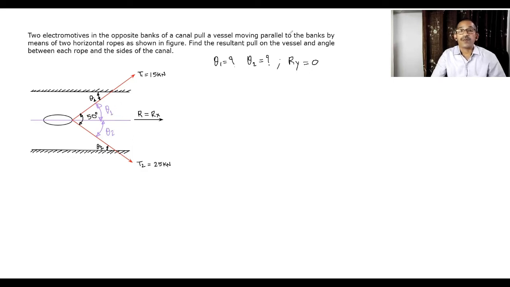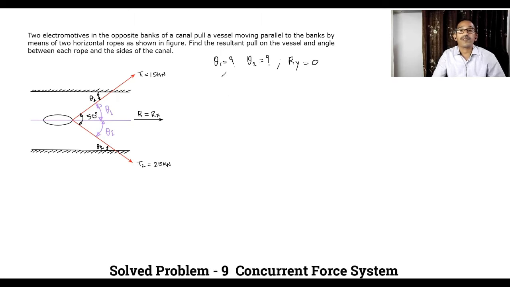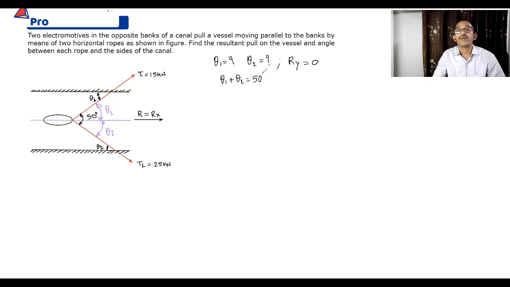Now from the figure, what do we get here? The addition of angles theta 1 plus theta 2 must be 50 degrees. That means we get one relation: theta 1 plus theta 2 is 50 degrees. From this we will find the inclinations theta 1 and theta 2. Now as the resultant is in the horizontal direction, if we try to find this resultant, we get T1 cos theta 1 plus T2 cos theta 2. But theta 1 and theta 2 are unknown, therefore applying the equation along the x-axis, a solution is not possible.